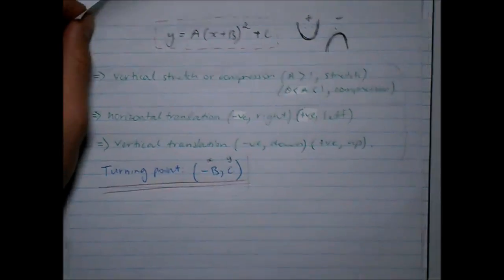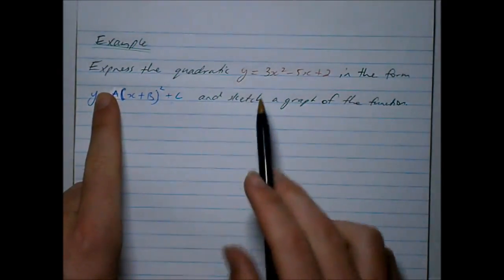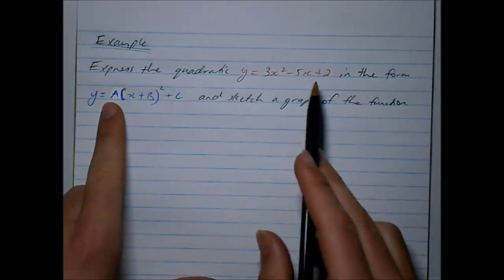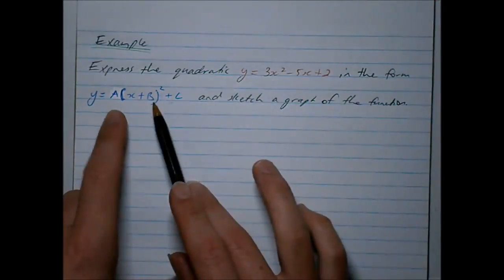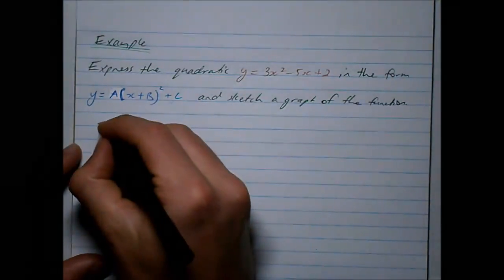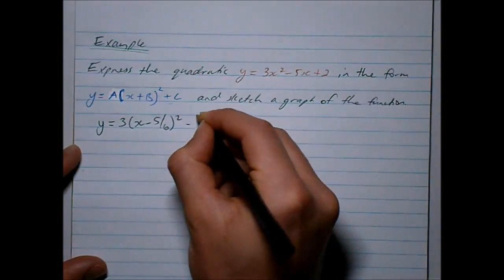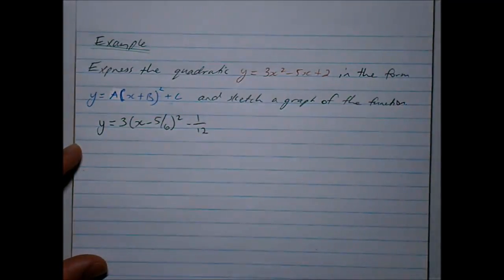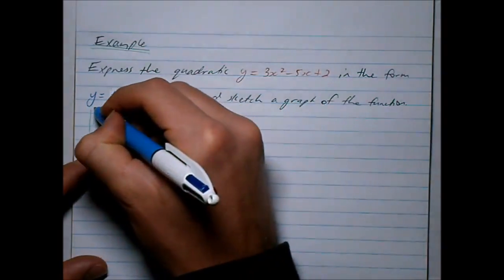Let's jump into sketching. The example we're going to be doing is the same one as we did in the previous video, so let's just recap that real quick. They want us to express the quadratic y equals 3x² minus 5x plus 2 in the form y equals a(x + b)² + c. When we expressed this by completing the square, we found that y is equal to 3(x − 5/6)² − 1/12. So this is the function that we're going to be using partly to sketch our graph.